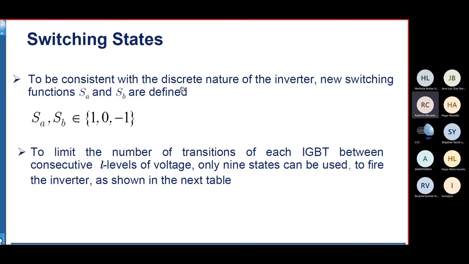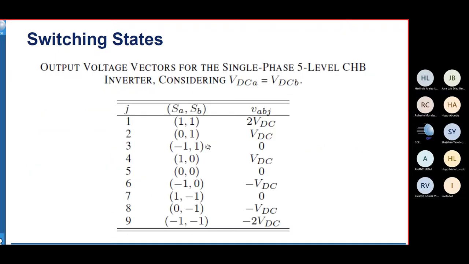To be consistent with the discrete nature of the inverter, new switching functions are defined. In this case, the functions have the values 1, 0, and minus 1. To limit the number of transitions of IGBTs between consecutive levels of voltage, only 9 states can be used to fire the inverter, as shown in the next table. This table shows the output voltage vectors for the inverter, considering that the voltage sources are equal.